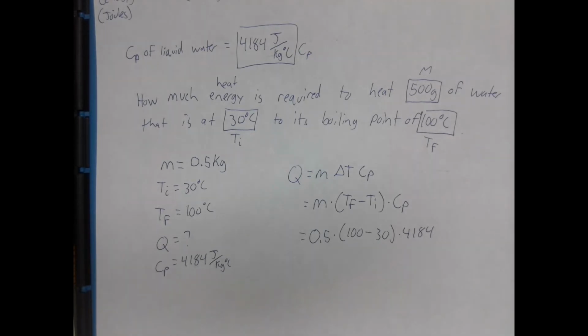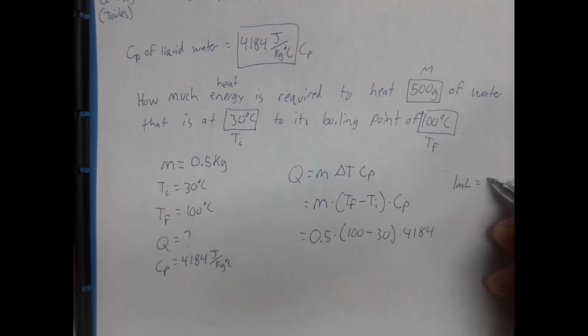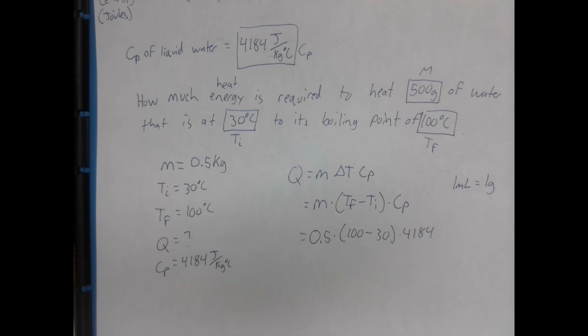Your bottle of water, when it's full, is roughly 500 grams of water. Does anyone have a bottle of water? How many milliliters of water does it contain? So what do you think 1 milliliter of water weighs? 1 milliliter is equal to 1 gram for water.